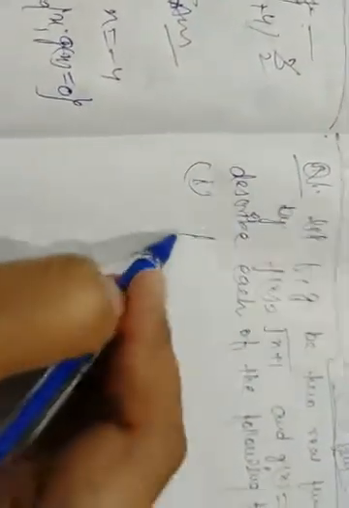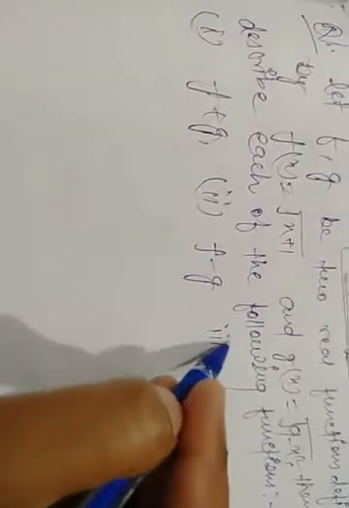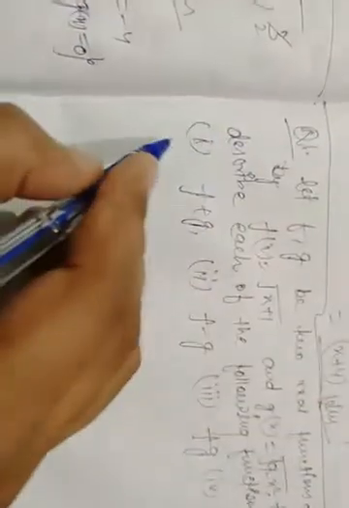And your functions are: f plus g, second one f minus g, third one f into g, and fourth one f by g. Okay, now let's solve it.